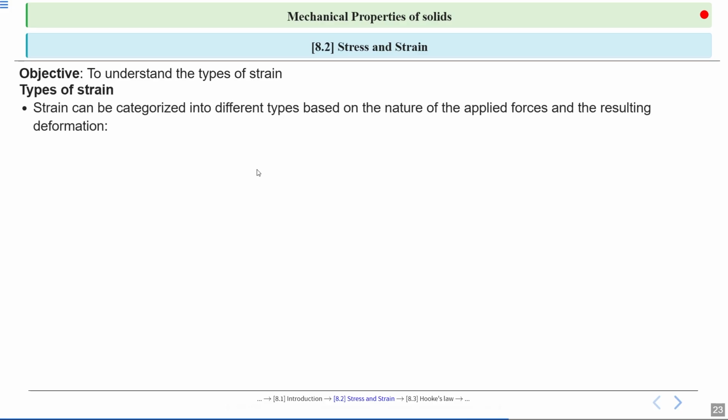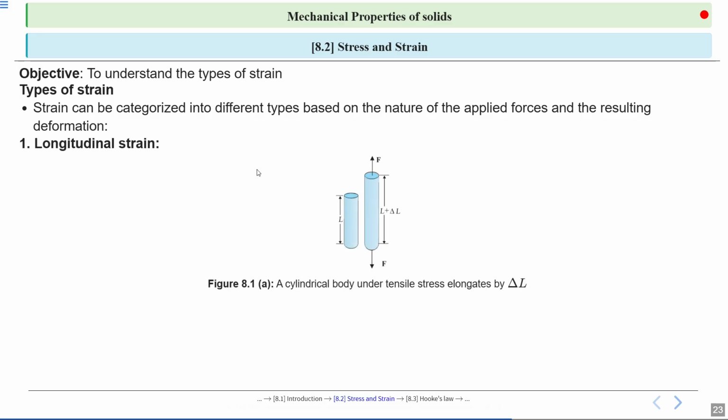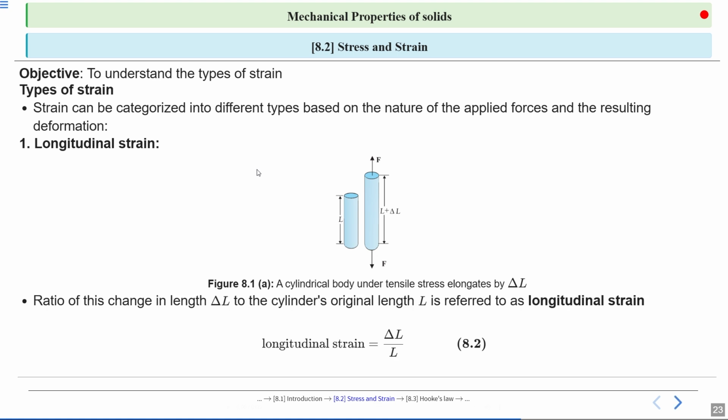Strain can be categorized into different types based on the nature of the applied force and resulting deformation. So first, longitudinal strain. The ratio of this change in length delta L to the cylinder's original length L is referred to as longitudinal strain. Longitudinal strain is equal to delta L by L. This is expressed here mathematically.